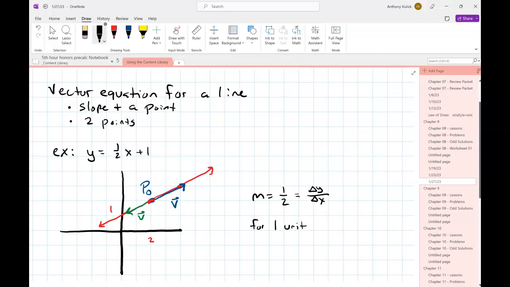So that means that our slope is going to be for every 1 unit we move to the right, we have to move 2 units up. I have that reversed, right? 2 units, 1 unit, sorry.